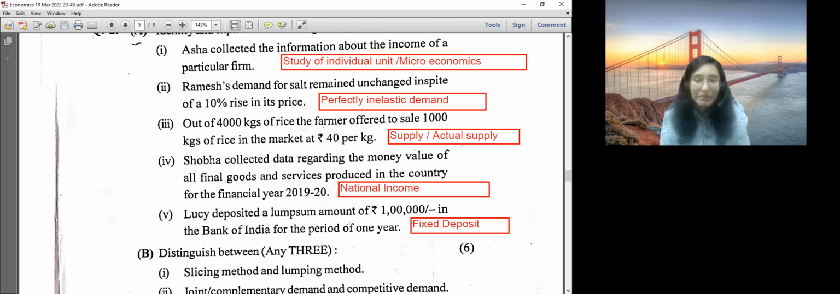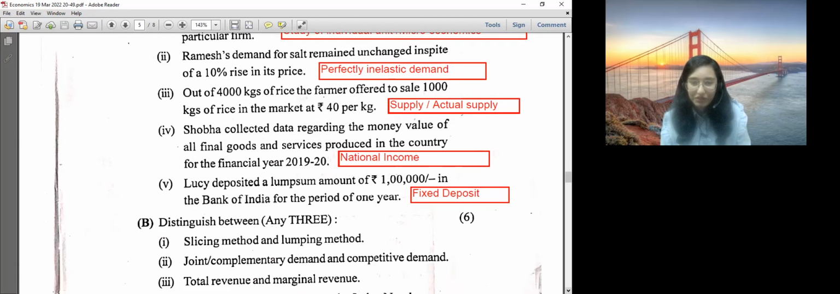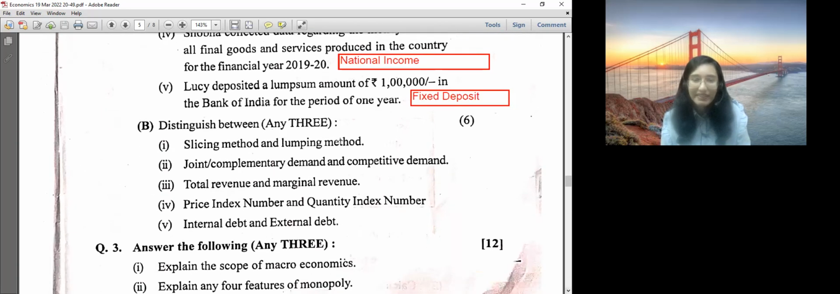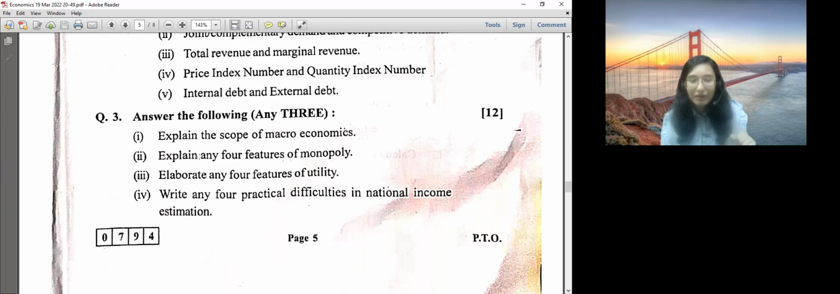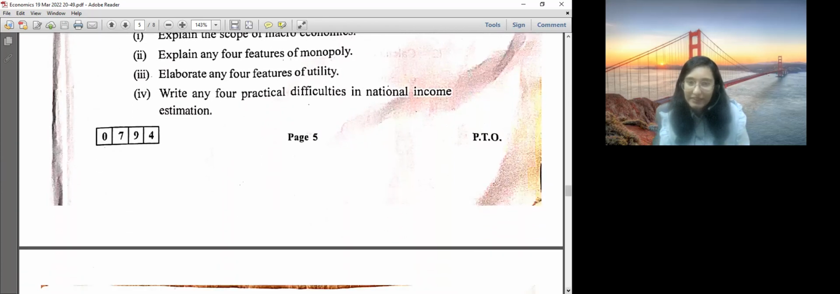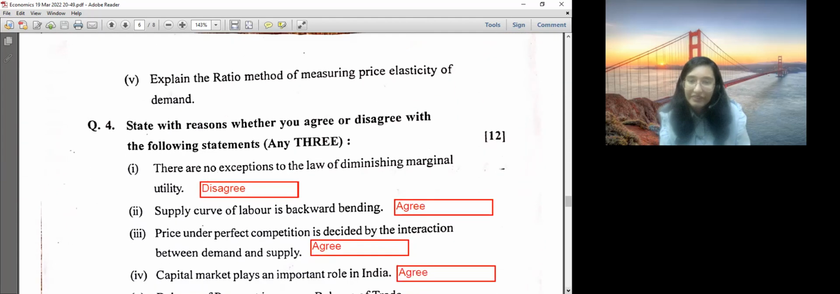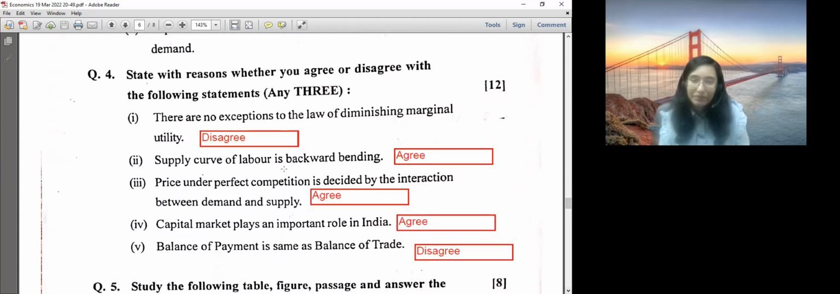Now the lump sum amount, we know that a lump sum amount will be a fixed deposit. So these were the distinguish questions, and 3 of them had almost come from the sheet. These have also come from the sheet, that is, answer any 3. You would have attempted this nicely. Then we'll go on to agree and disagree.